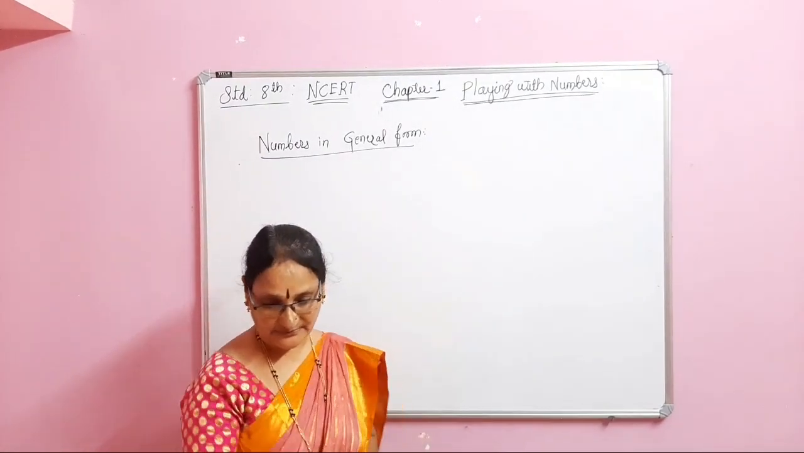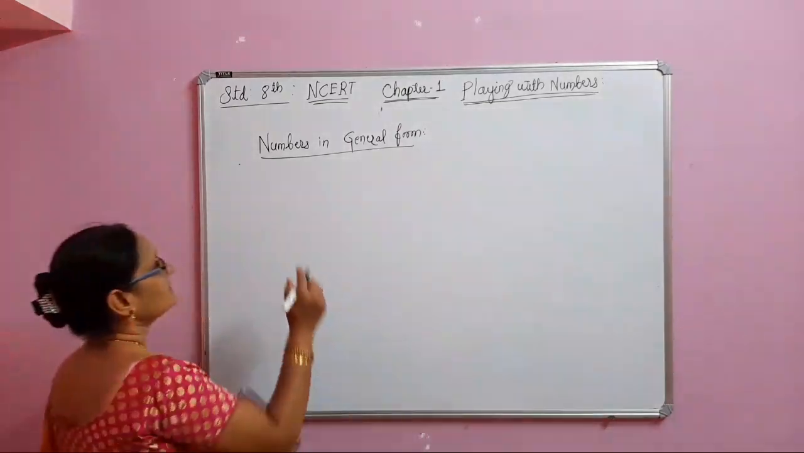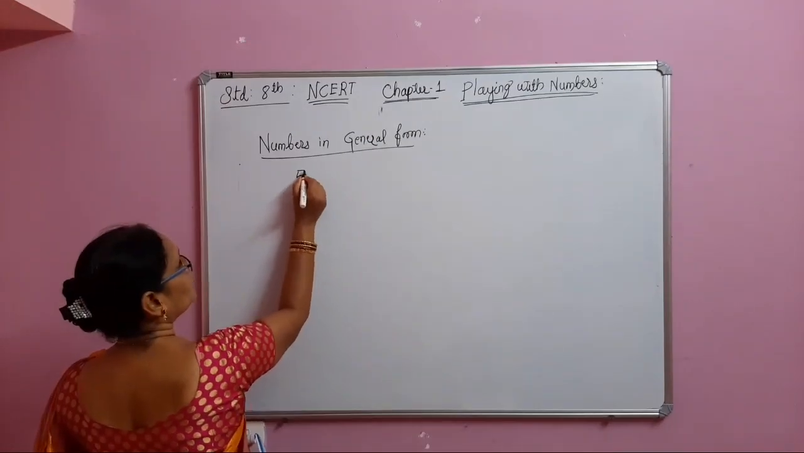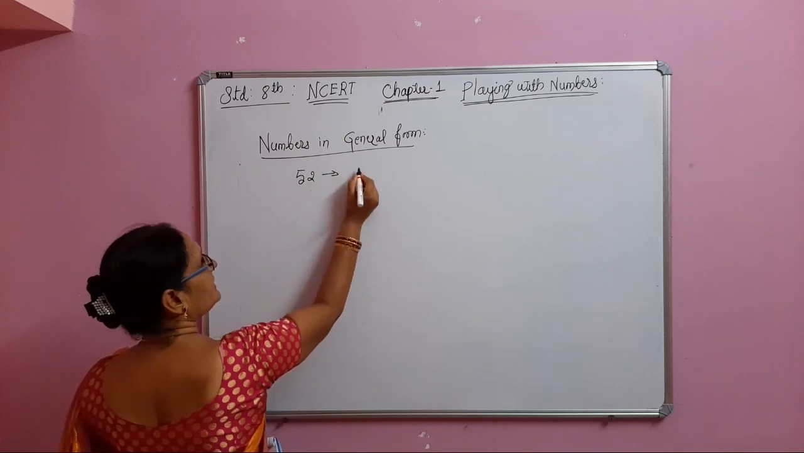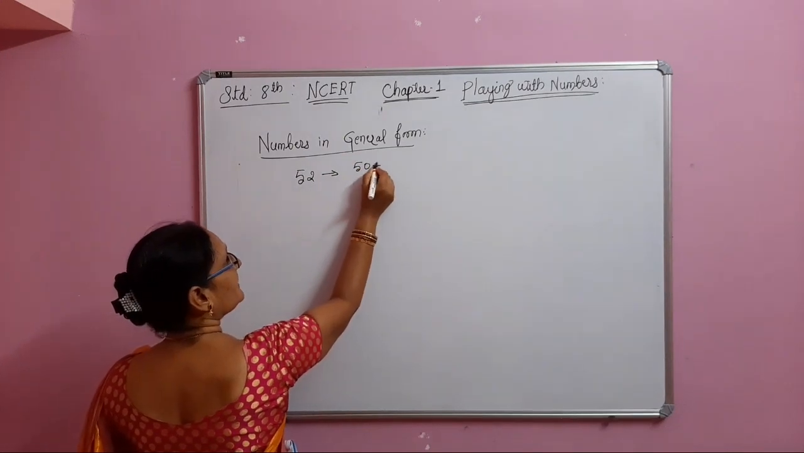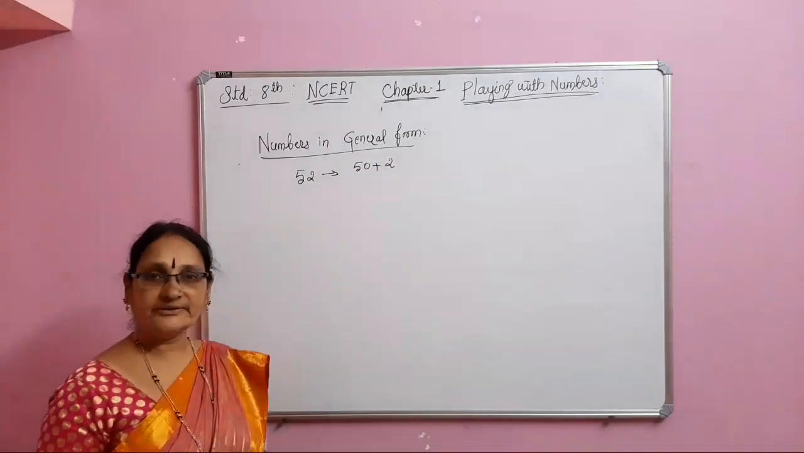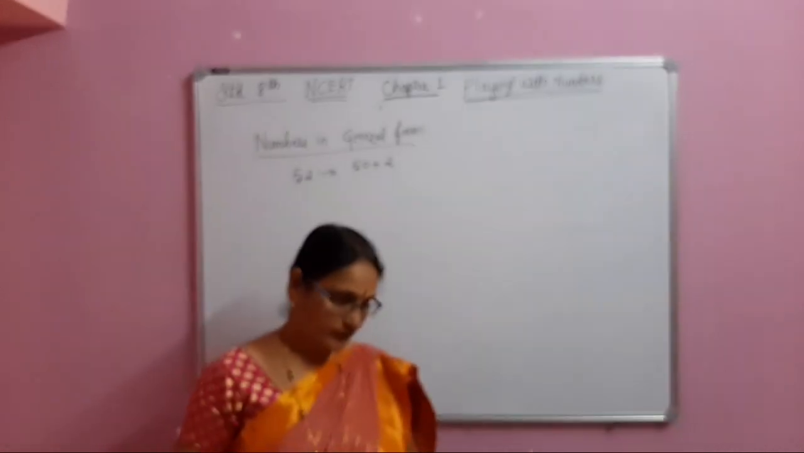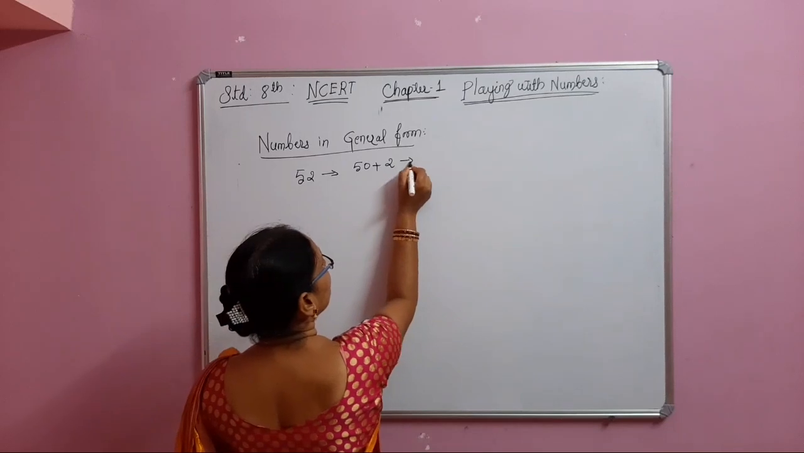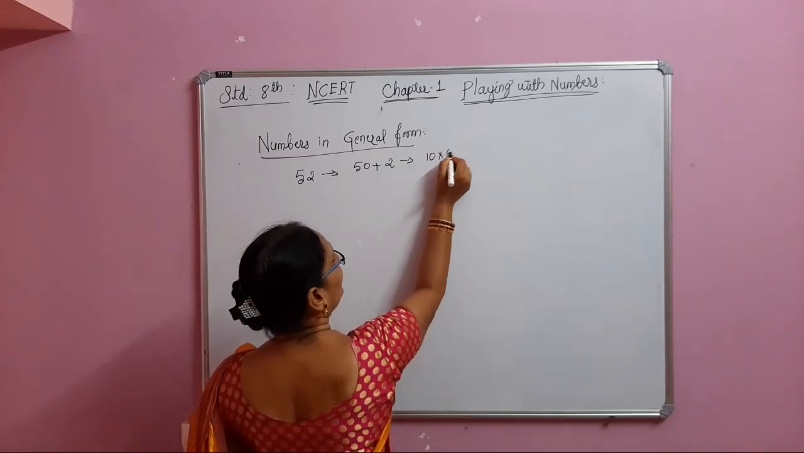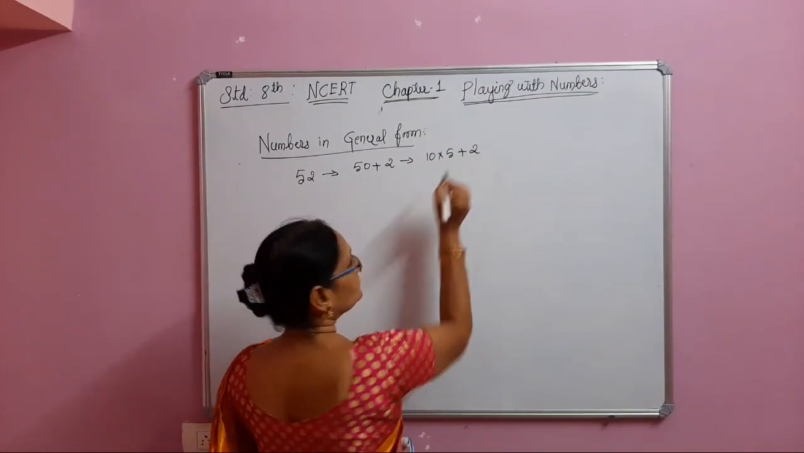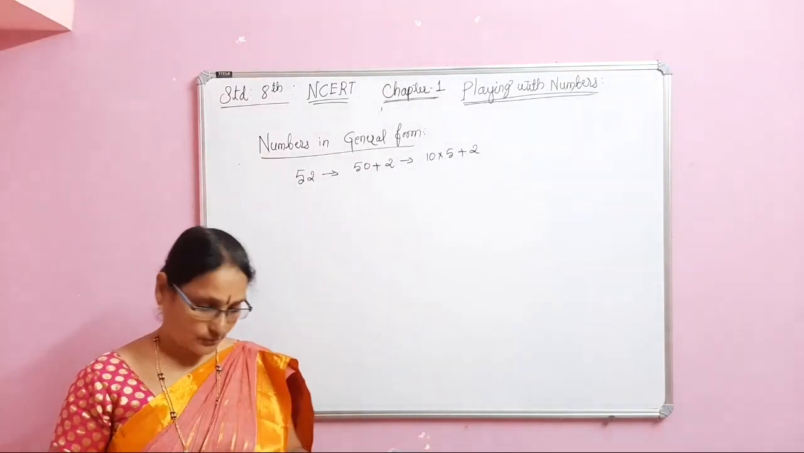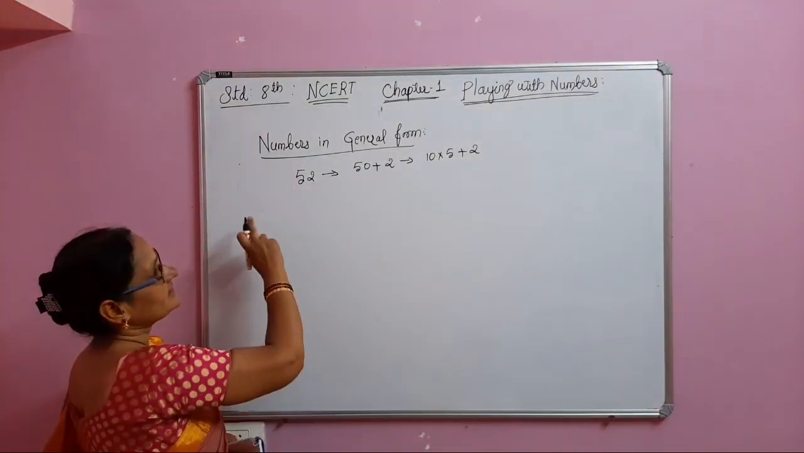According to that place value, I will write one number, 52. 52 can be written as 50 plus 2. How can we write this? 5 is in the tens place, so 5 tens are 50. 2 is in the ones place, so 2 ones are 2. Like this we write 52. So this can be written as 10 into 5 plus 2 into 1, which is 2. This is called the general form.